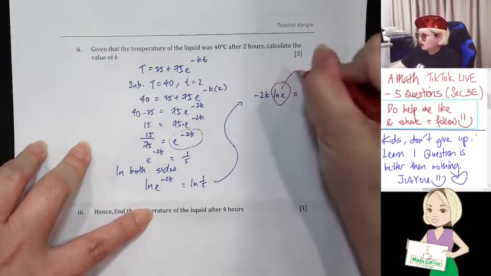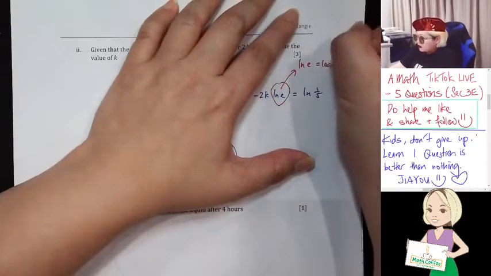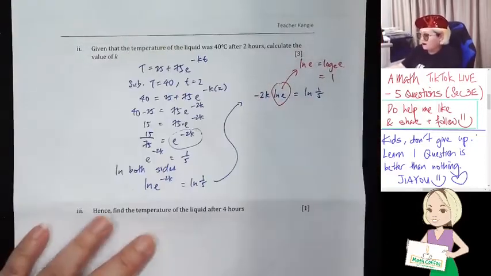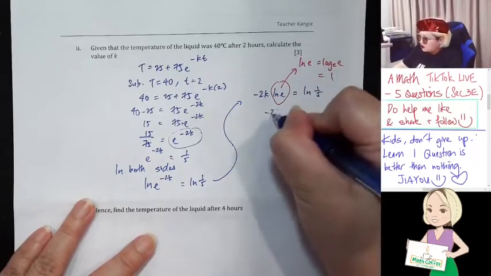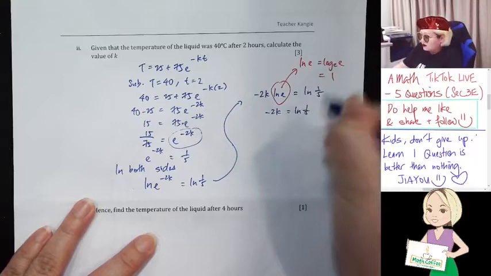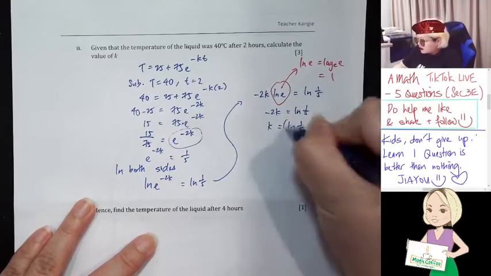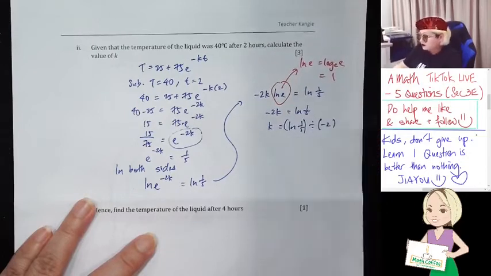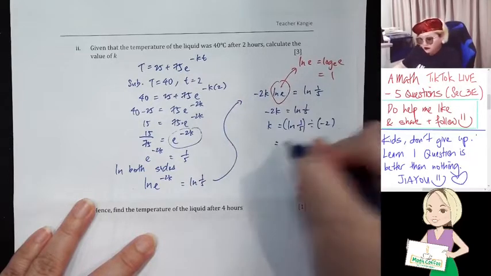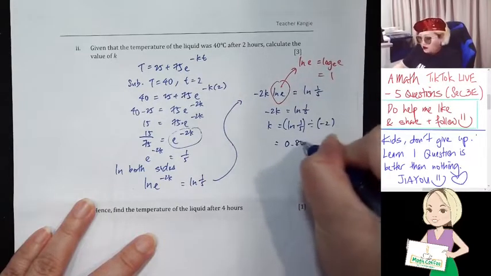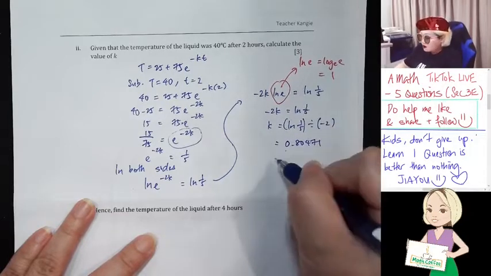Okay, ln e is equal to log base e of e, so it's equal to 1. So therefore, minus 2k equals ln 1/5. k is just ln 1/5 divided by negative 2. So for this one you can press the calculator, and you will get 0.80471. So you see, I write the long number, then I round off to 3 SF.